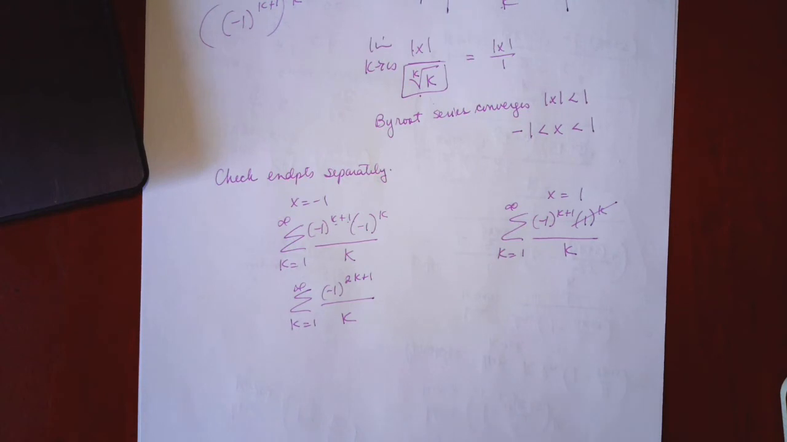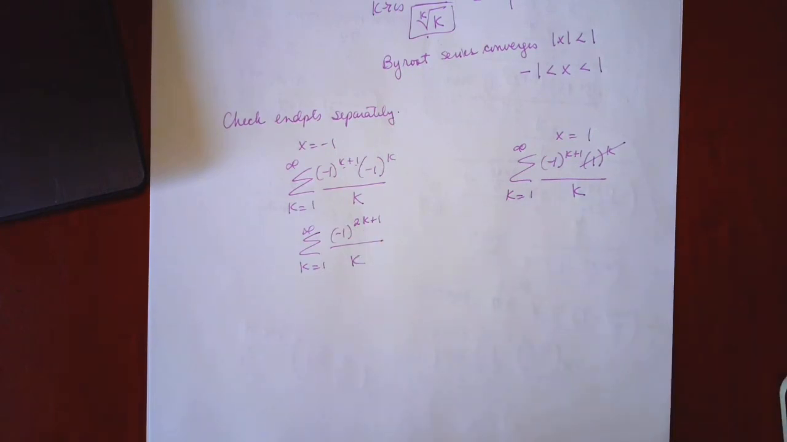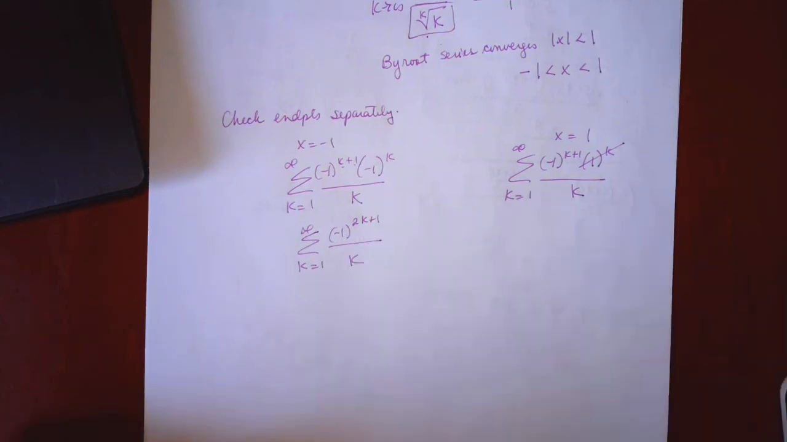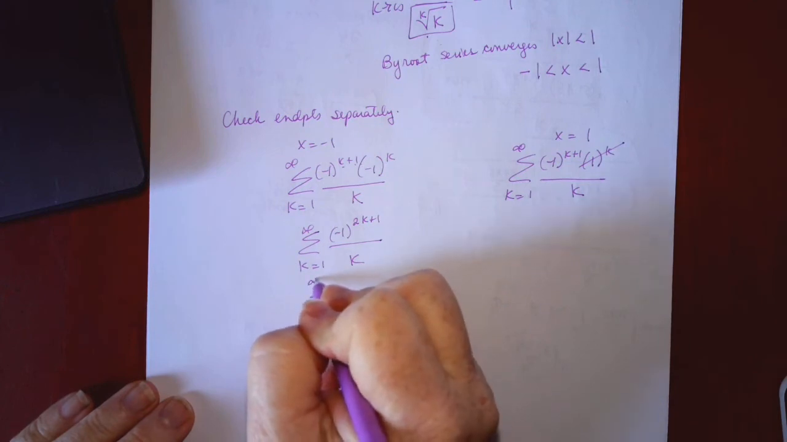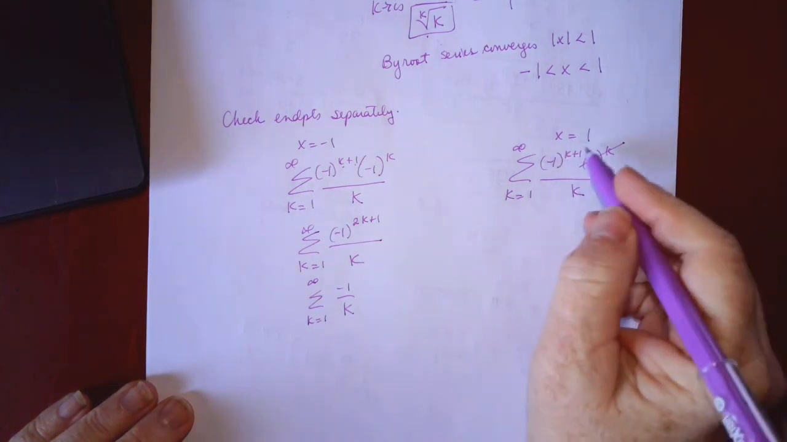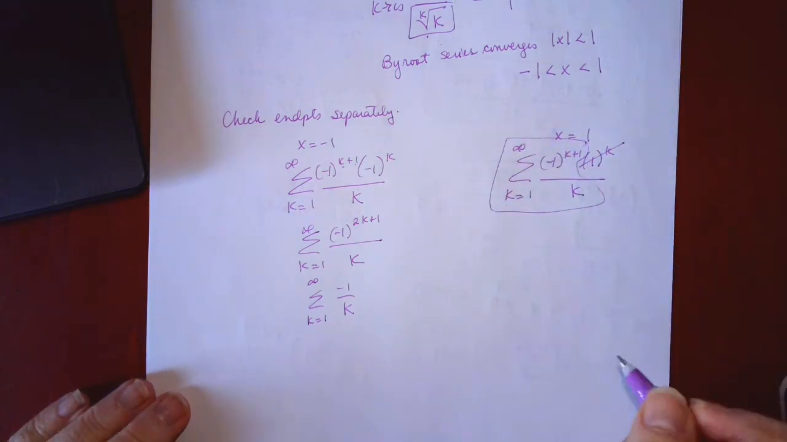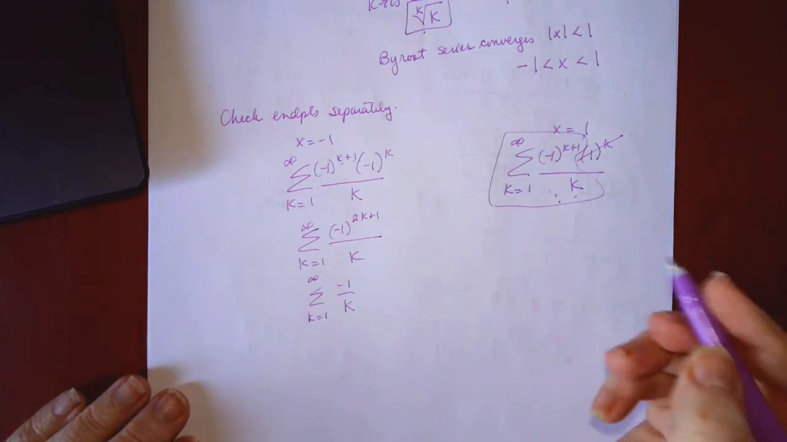Is everybody all right so far? What kind of number is 2k plus 1 always going to be? Even or odd? Odd. -1 to any odd power is always -1. So this is -1 over k. And this is (-1) to the k plus 1 over k. So this is the alternating harmonic series.